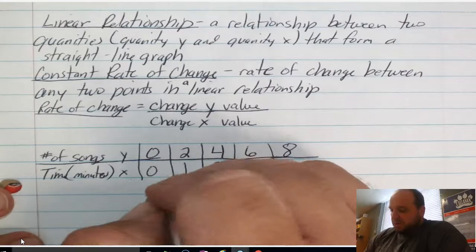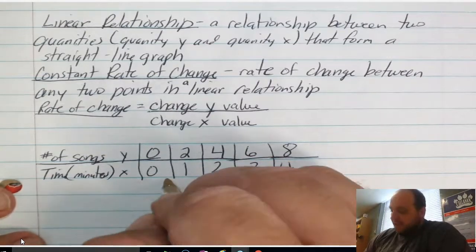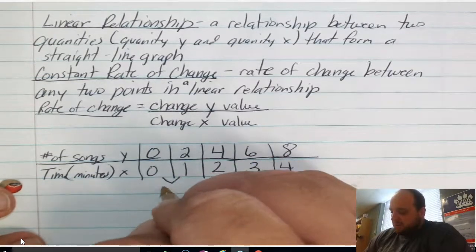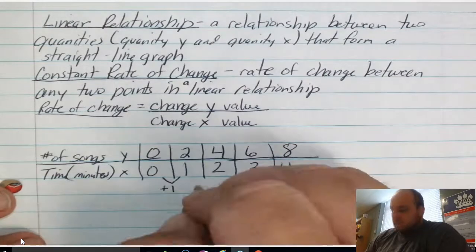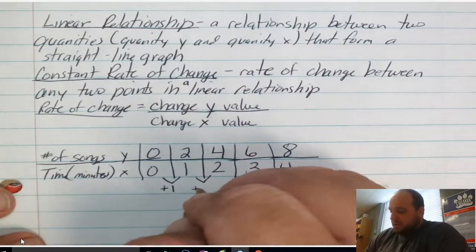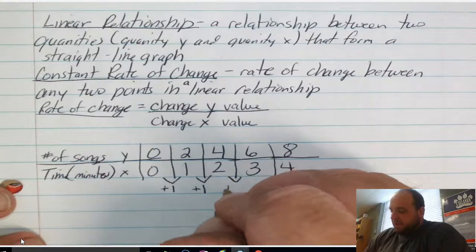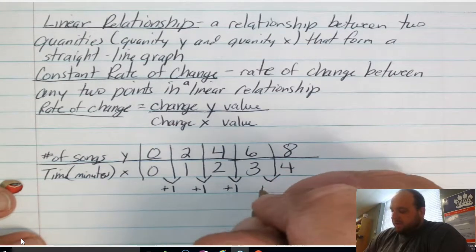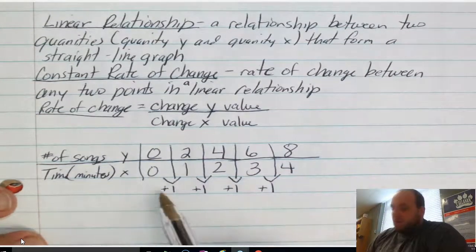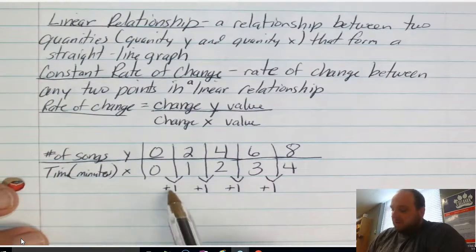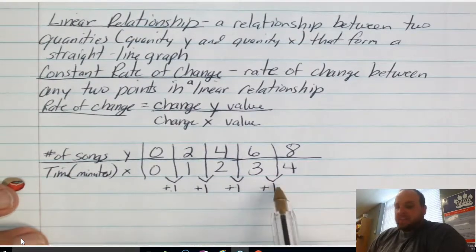So the first one I'm going to do is start with the x value. And I notice here they went from 0 to 1, so plus 1. I noticed that from 1 to 2, it also went up by 1. From 2 to 3, it went up by 1. And 3 to 4, it also went up by 1. So I noticed that my x value on the table has a constant rate of change of 1.